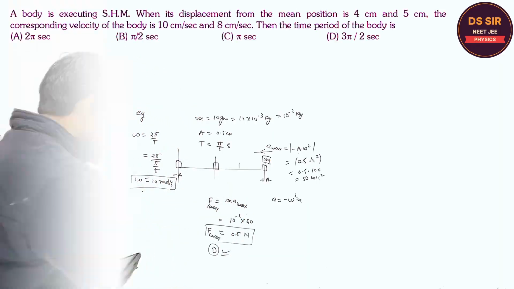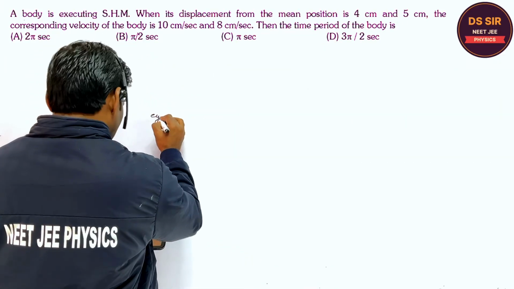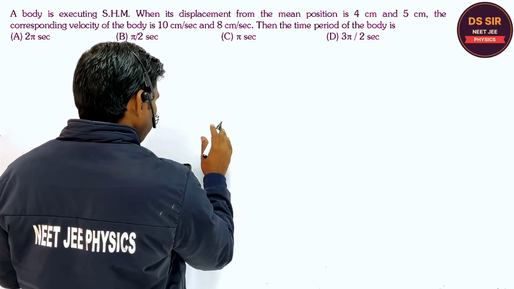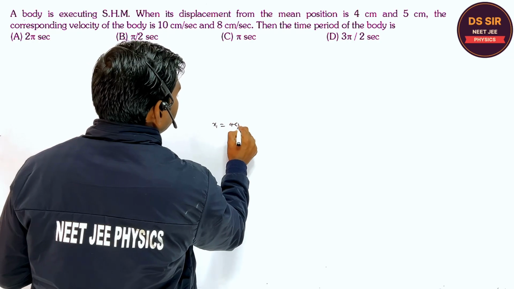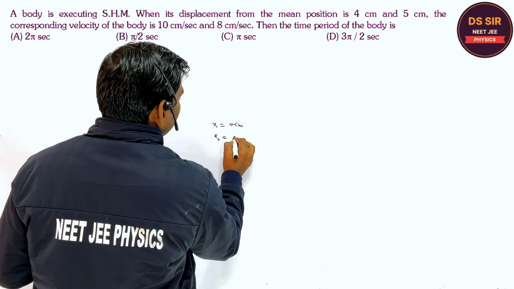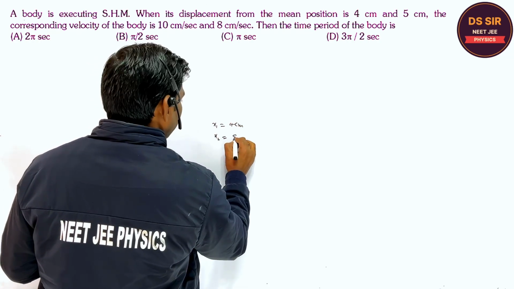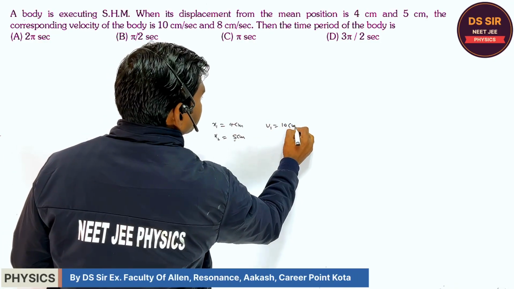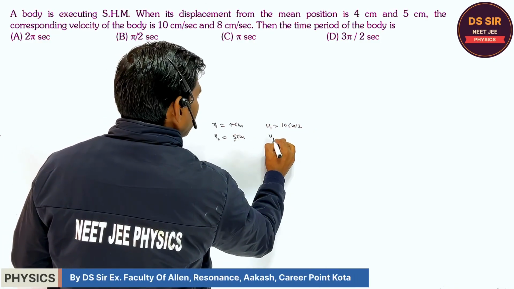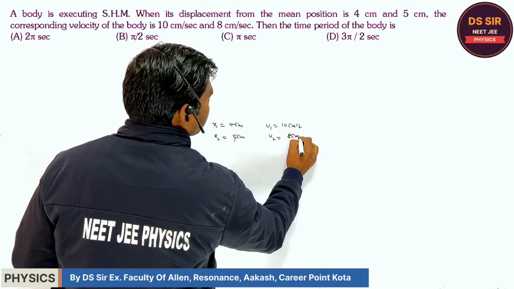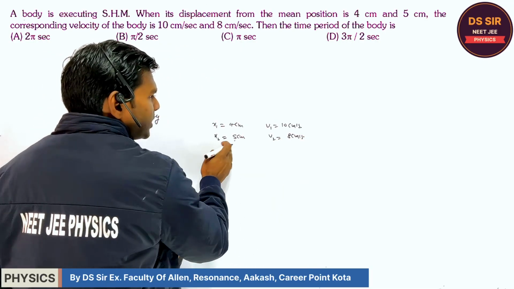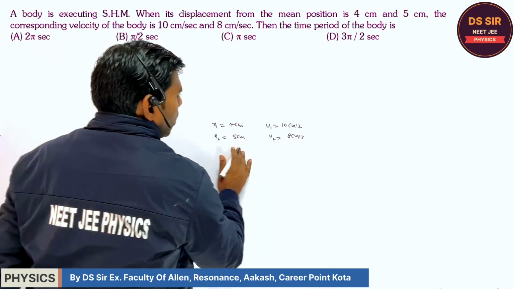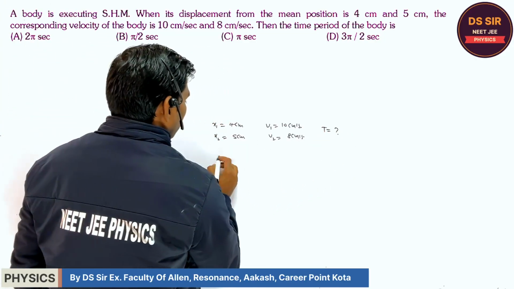Right? Copy this. Read this question. In this question, what is given? The displacement from the mean position is 4 centimeter, and its corresponding velocity is 10 centimeter per second. The displacement from the mean position is 5 centimeter, and its corresponding velocity is 8 centimeter per second. Right? As the displacement is increasing, the velocity will reduce. So the time period we have to find.